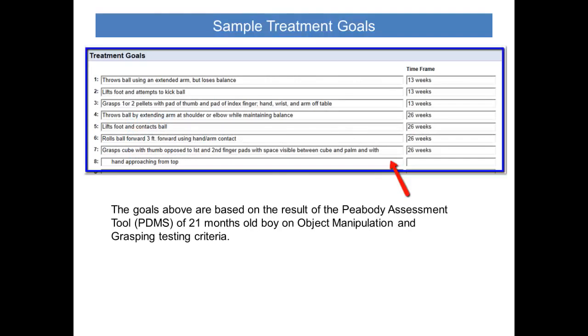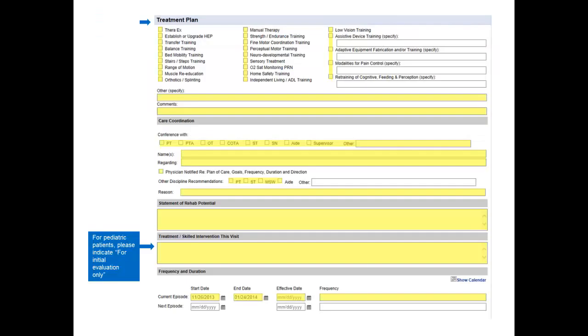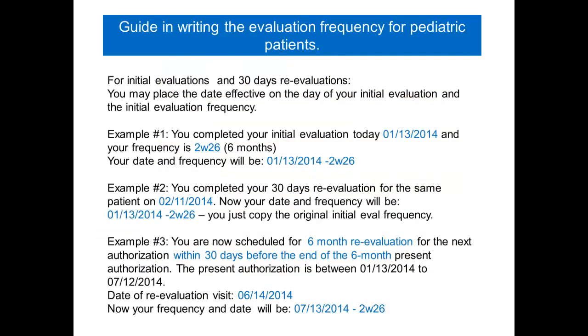Sample treatment goals. The goals above are based on the result of the P-body assessment tool, PDMS, of a 21-month-old boy on object manipulation and grasping testing criteria. For pediatric patients, please indicate for initial evaluation only. Guide in writing the evaluation frequency for pediatric patients.